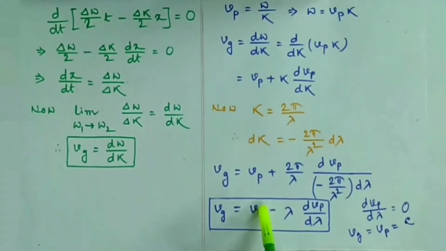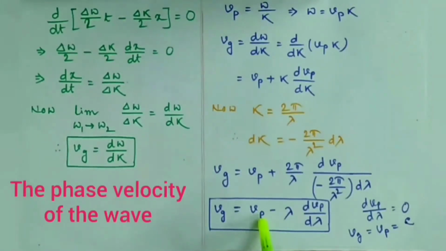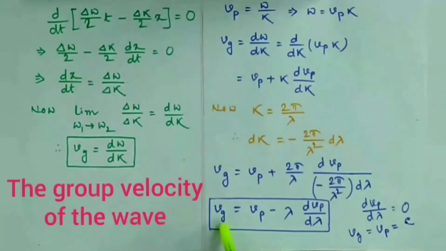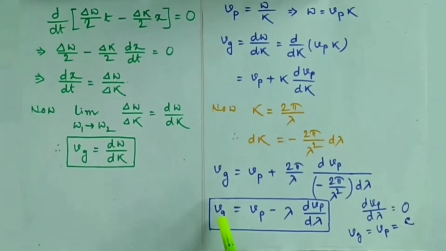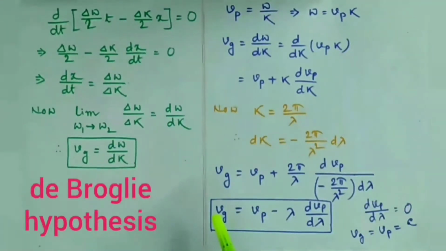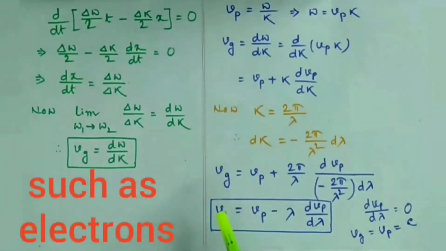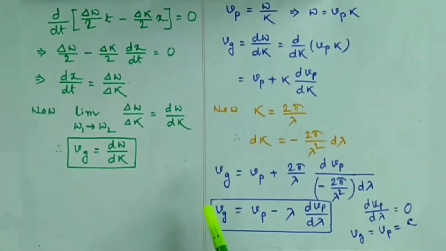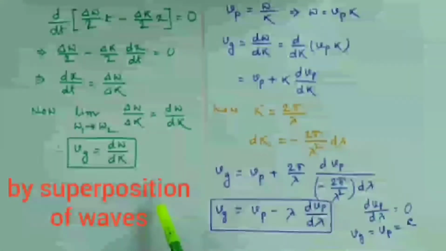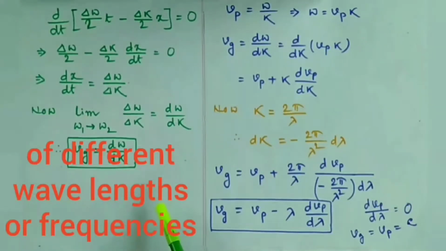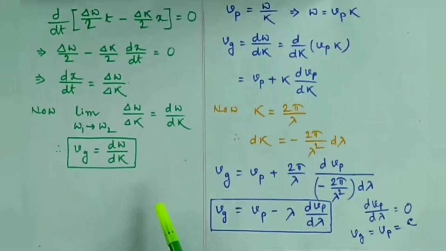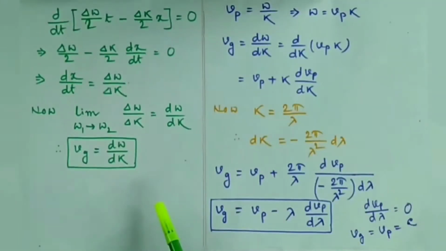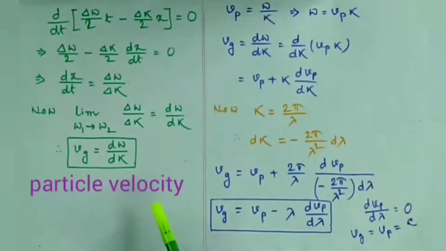Students, remember that the phase velocity of the wave cannot be measured experimentally. We can measure the group velocity of the wave by experiment. According to the de Broglie hypothesis, a material particle such as an electron may be assumed as a group of waves or a wave packet, which is obtained by superposition of waves of different wavelengths or frequencies. Thus, the velocity by which an electron in particle form propagates through a medium is called the particle velocity.